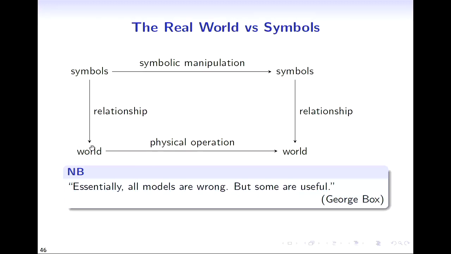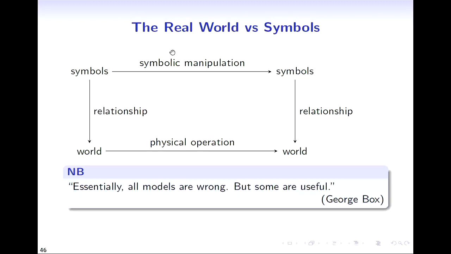In the actual world, we might have physical operations that map the world from one state into another state, whereas in a computer program or in a mathematical formalization of aspects of the real world, we would be using symbols, and we manipulate symbols. All a computer program does is manipulate symbols.